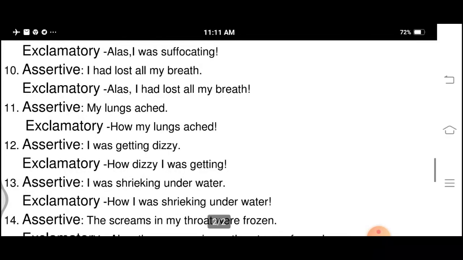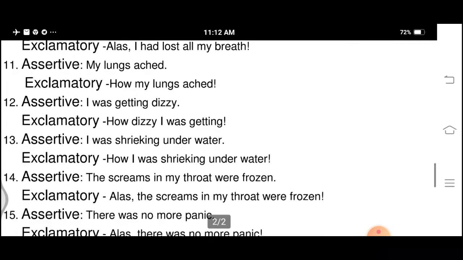The 10th sentence is: I had lost all my breath. Once again grief has been shown over here. Alas, I had lost all my breath. When in such a sentence any particular kind of sense has been shown, for example sorrow, grief, excitement, then you have the particular word which shows that kind of feeling. My lungs ached. How my lungs ached. Exclamation mark. I was getting dizzy. How dizzy I was getting.